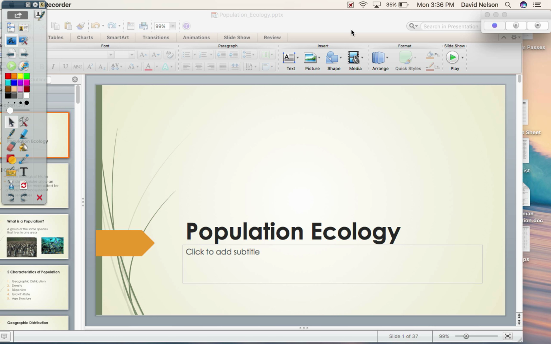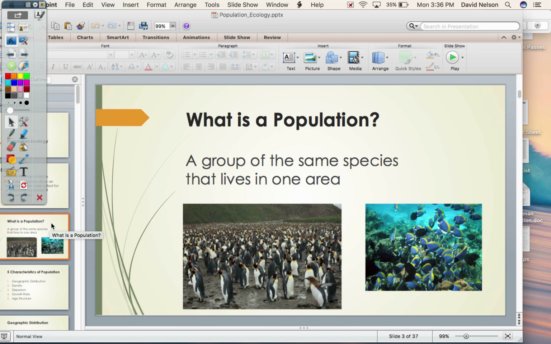So today we're going to be talking about population ecology. Previously we have defined what a population is. So let's look at that real quick. What is a population? Population is a group of the same species that lives in one area.